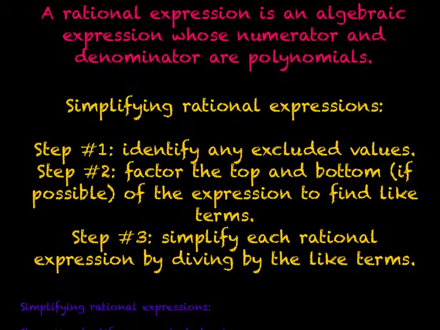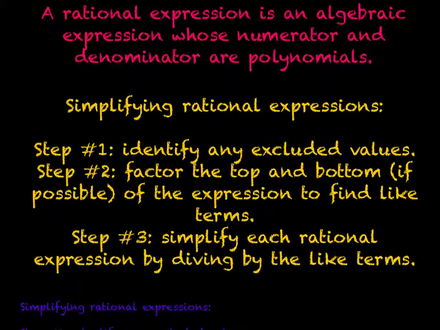So, first of all, a rational expression is an algebraic expression whose numerator and denominator are polynomials. So the top and the bottom are polynomials. They're like 5x plus 7, or 7x squared minus 15 plus 2, or 15x plus 2.